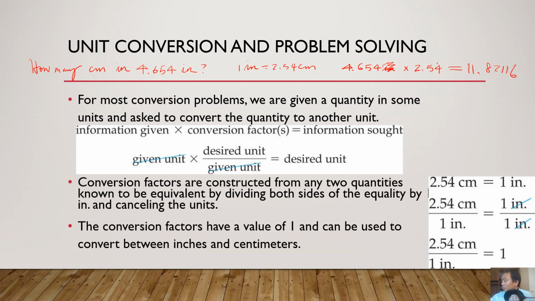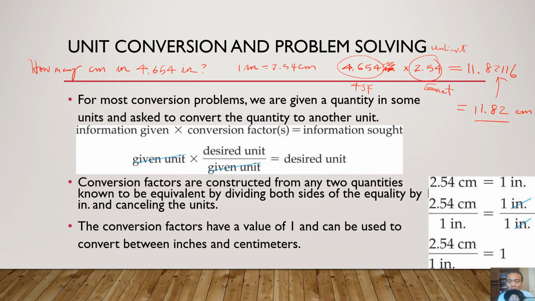Hey, do you remember 2.54? That's an exact number, so it has an unlimited number of sig figs. It's not 3 sig figs. When we keep the number of sig figs, this is 4 sig figs, and the other one is unlimited, so you keep 4 sig figs. When you round it, it will be 11.82, not even 11.8. No, not 11.8. It's 4 sig figs that you keep. So that's how many centimeters.